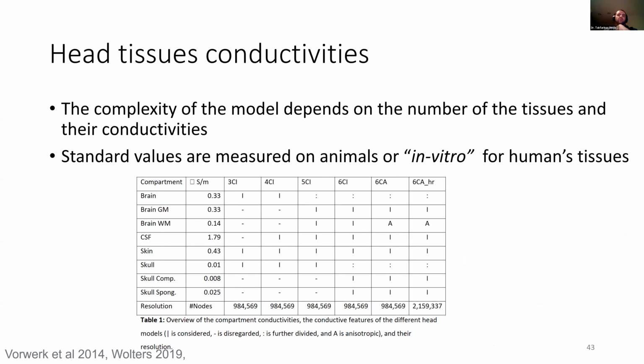Most of the time, up to now, we use the standard conductivity measured either on animals or from human tissues, but in vitro. A recent study showed that it can be different if we measure in vivo and in vitro. This is a table of the well-known conductivity of the tissues. Here is the list of the compartments, and this is an example of the conductivity that we assign to each compartment.